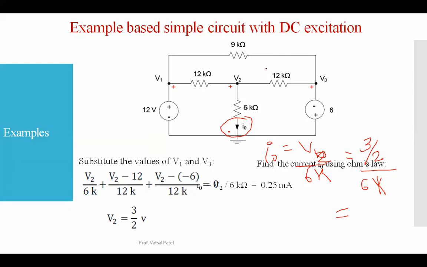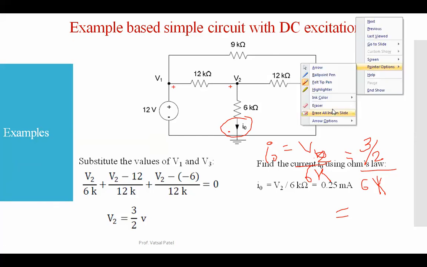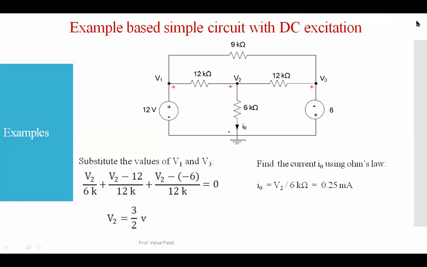So the current value is equal to what? 0.25 milliampere. So the value of the I0 component is 0.25 milliampere, right? Are you getting up to here? Is there any question here?